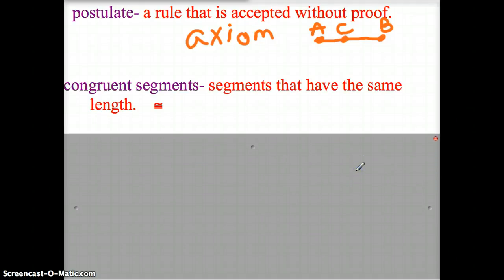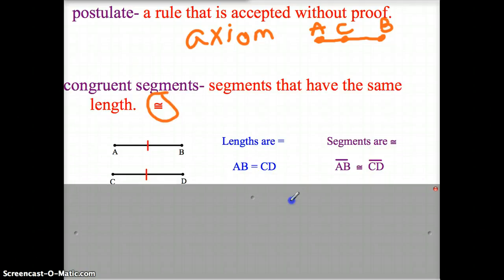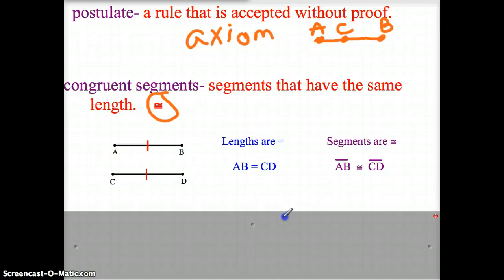Congruent segments. When we have segments that are the same length, we say that those segments are congruent. And here's our congruence symbol. It's an equal sign with a squiggly line over the top. If the lengths of the line segments are equal, we can say that the lengths are equal, or you can say that the segments are congruent to each other.